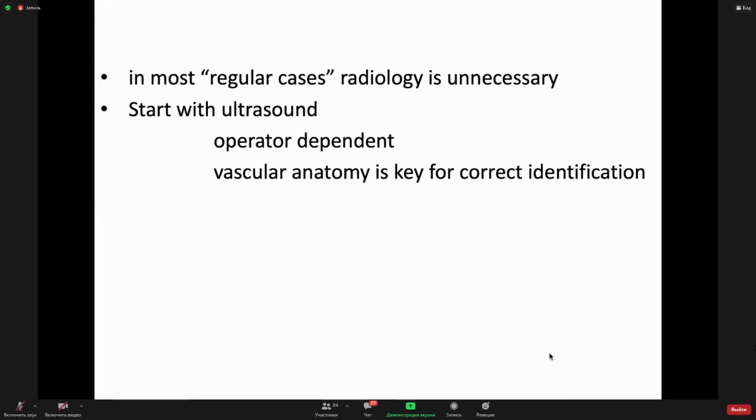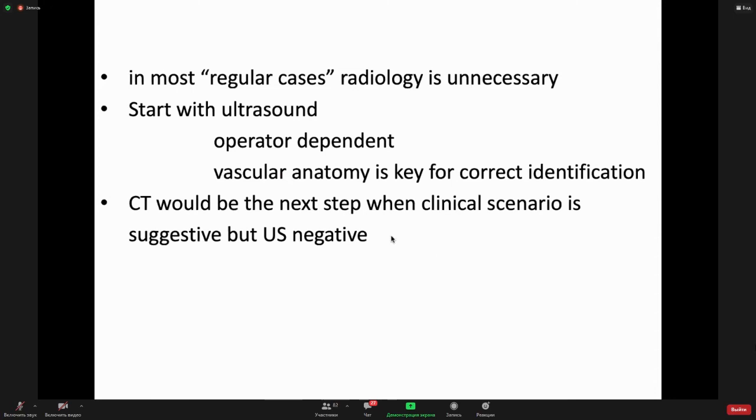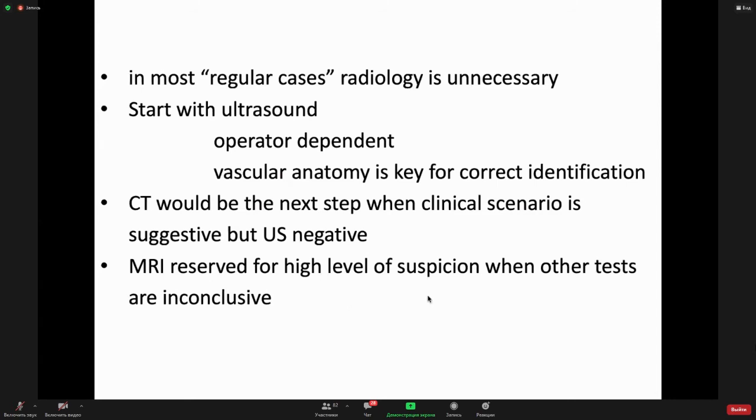We should start with ultrasound if we have doubt, but this is an operator-dependent examination. Vascular anatomy is the key for correct identification. CT would be the next step when the clinical scenario is suggestive but US is negative. And MRI should be reserved for high level of suspicion when other examinations are inconclusive. And in some centers where you have a dedicated radiologic team, you can think about radiology.